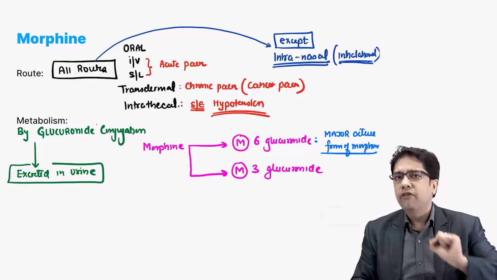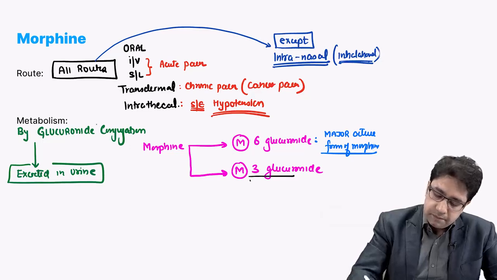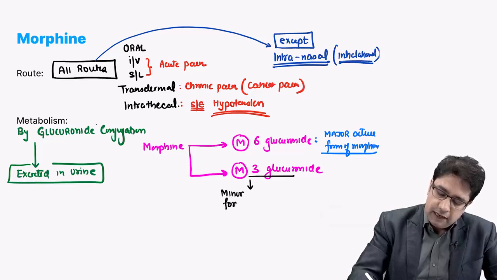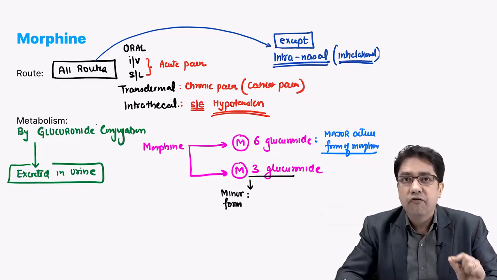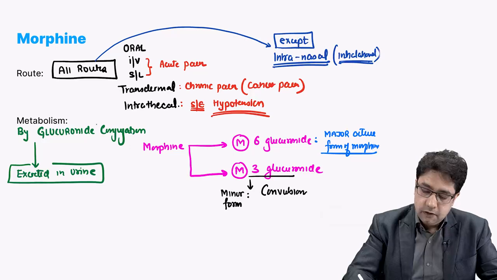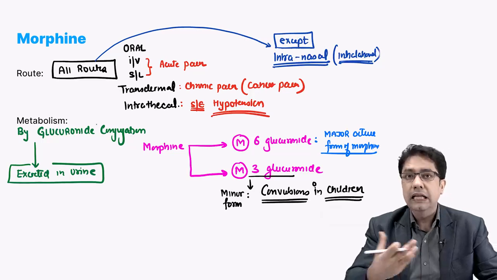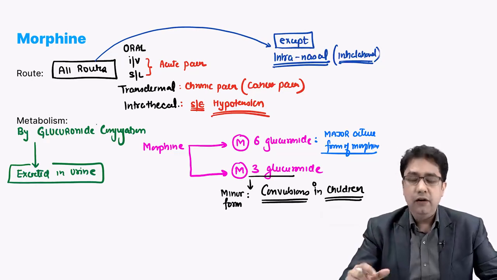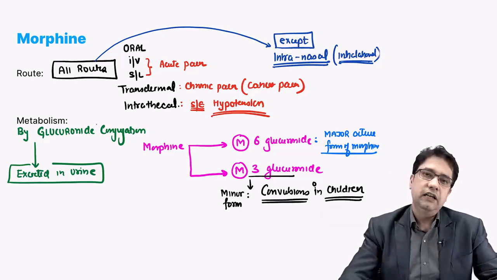So which is the minor form of morphine? Minor form of morphine is 3-glucuronide. It is produced in very small quantity, but this morphine 3-glucuronide is a harmful molecule. It can lead to convulsions, especially in children, because this 3-glucuronide is mainly produced in children in greater amount. So this 3-glucuronide is a harmful product. All these glucuronides are excreted in urine.